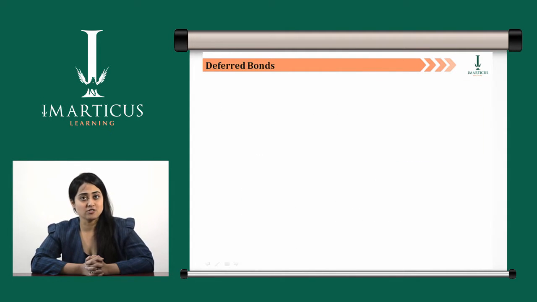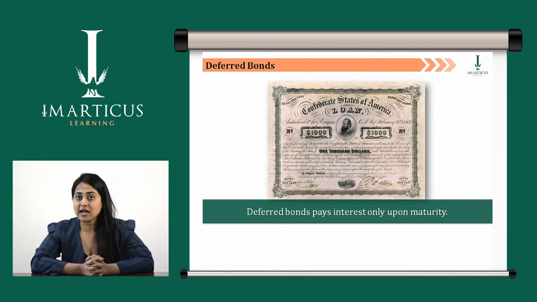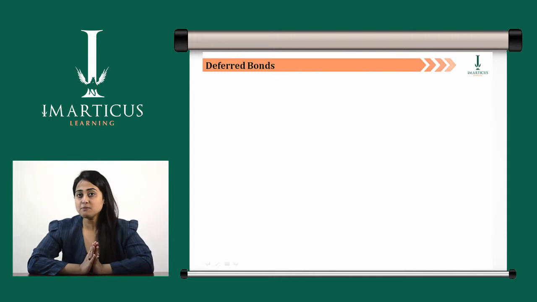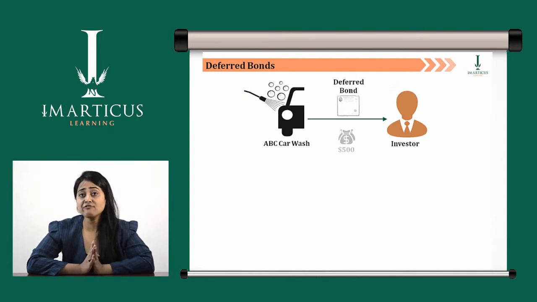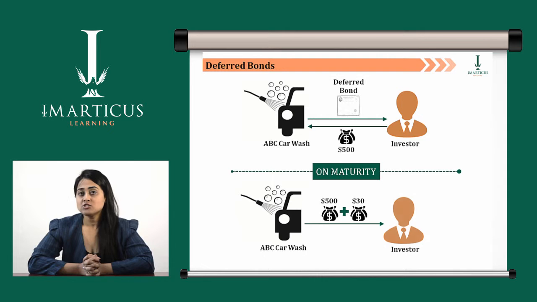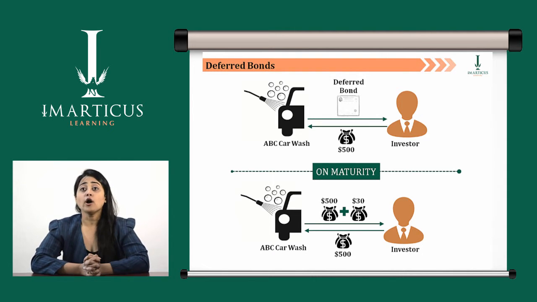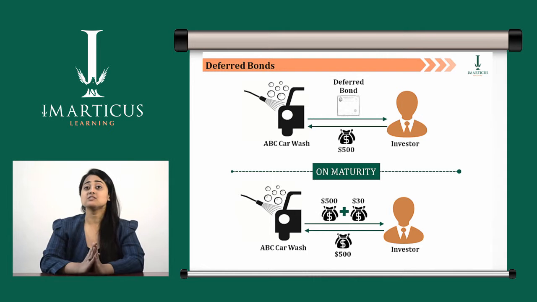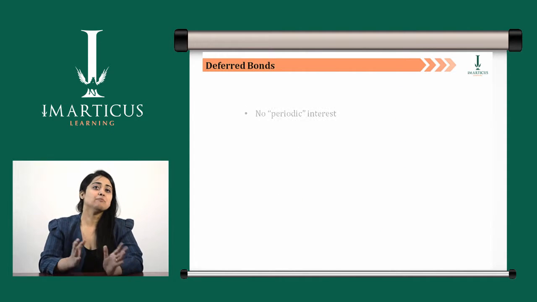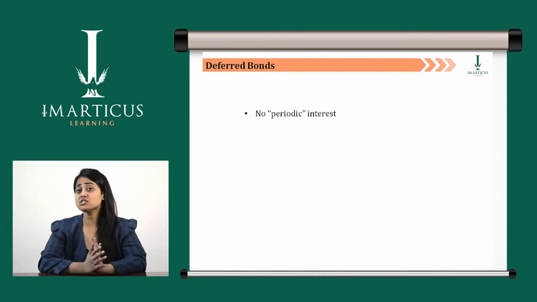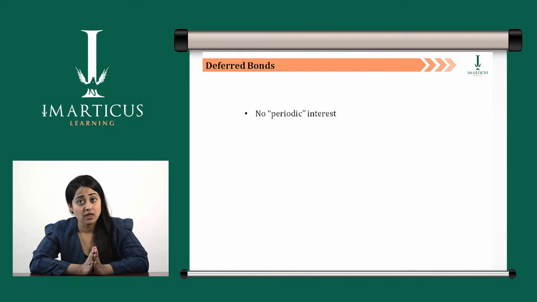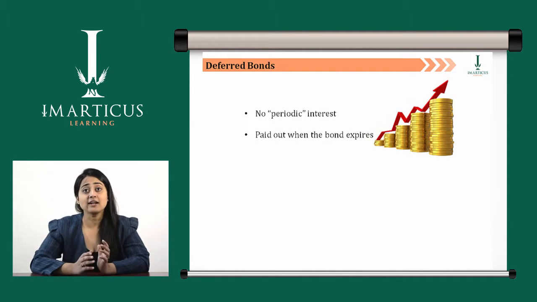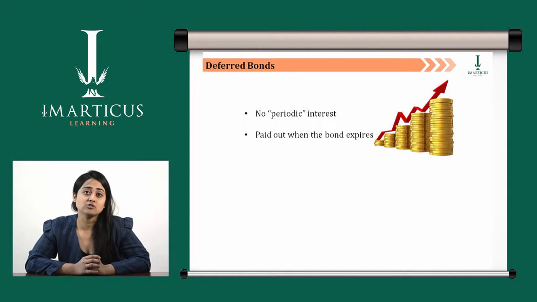Moving on to the deferred bonds. Deferred bonds are debt instruments that pay interest only upon maturity. Let's take an example. ABC Car Wash offers to issue deferred bonds at 6% on $500 for 1 year. So, they have to pay interest only on the date of maturity, that is the end of the year. Unlike most bonds, a deferred interest bond does not make periodic or coupon payments over its lifetime. Instead, the interest accrues and is paid out when the bond expires or matures.